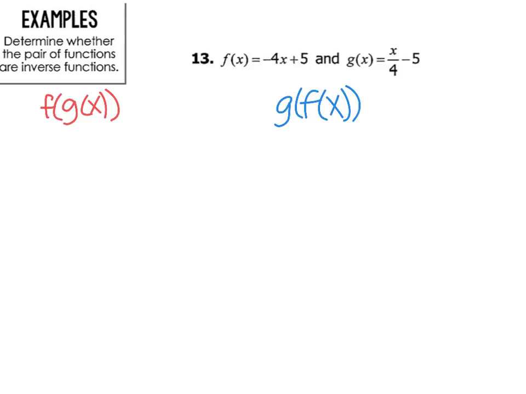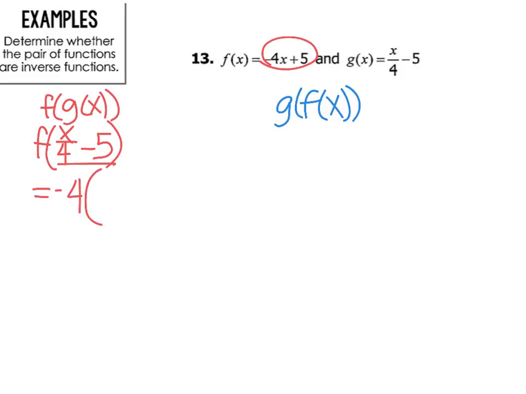So let's start with f of g of x. When we're dealing with composition functions, we say f of, and then plug in g of x. So g of x equals x over 4 minus 5. Then we want to take our f of x function, and every time we see an x, plug this in for x. So our f of x function equals negative 4x plus 5. We see an x, so plug in x over 4 minus 5.